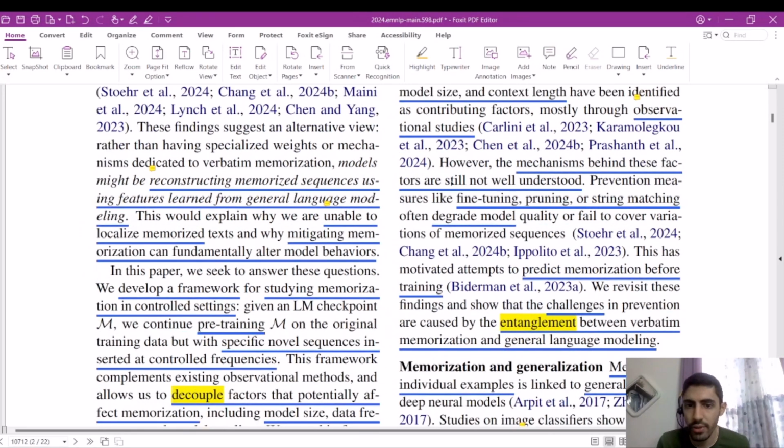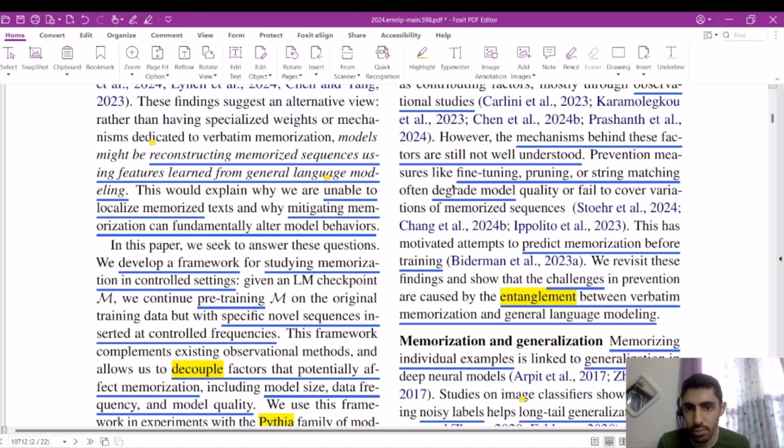However, the mechanism behind these factors is still not well understood. Prevention measures like fine-tuning, pruning, and string matching often degrade model quality or fail to cover variations of the memorization sequence. It means that if we do fine-tuning, pruning, or string matching, string matching means using if-else: if the same string that we have used in the input data is seen in the output of the prompting to the LLM, remove it.